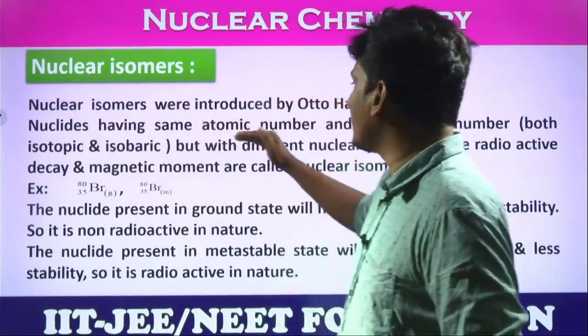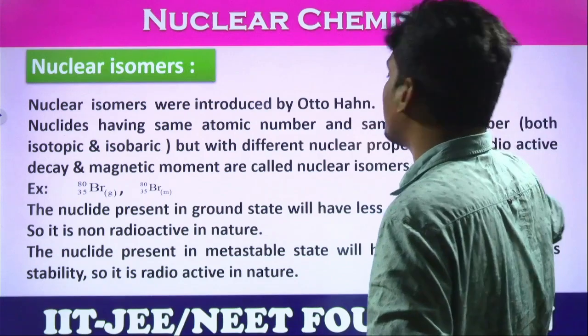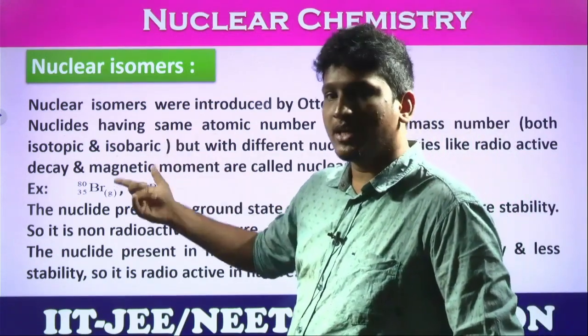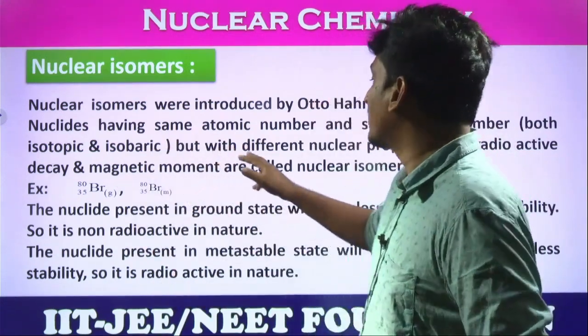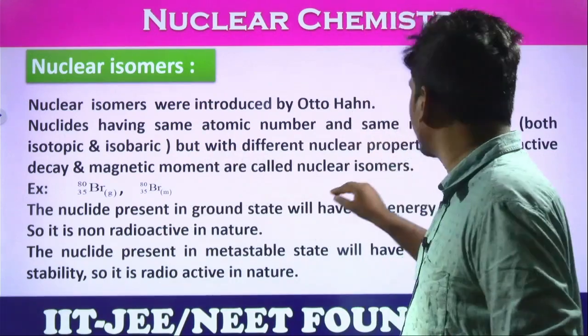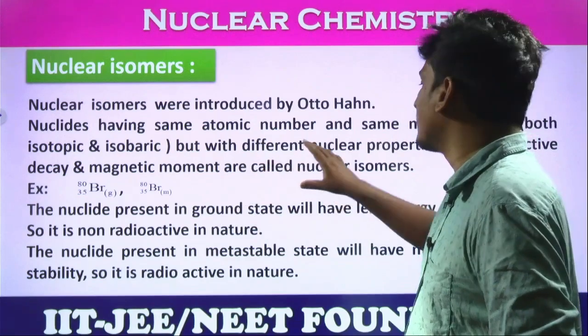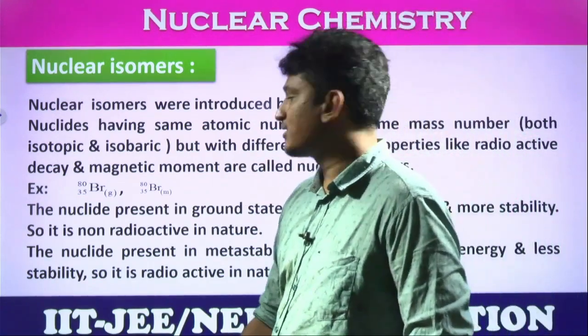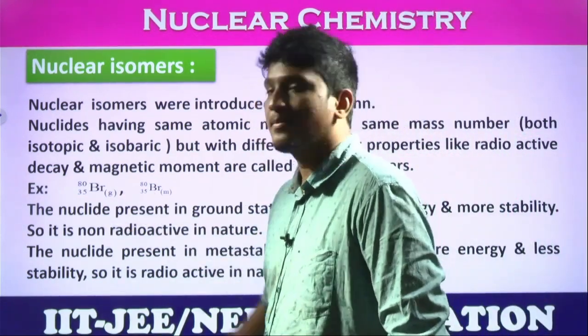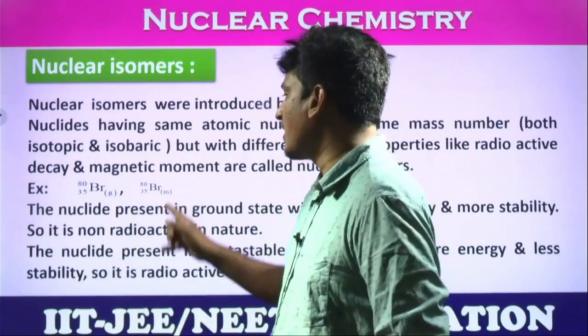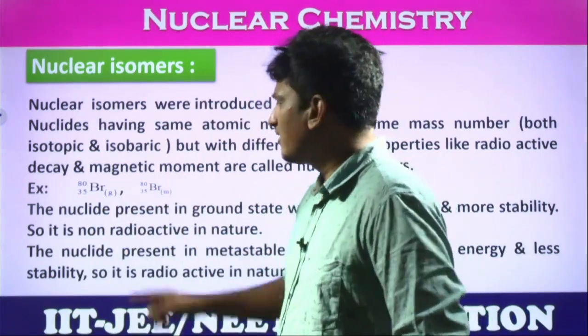Nuclides having the same atomic number and the same mass number, that means the same element ultimately, but with different nuclear properties like radioactive nature and magnetic moment, are called nuclear isomers. Look at the examples here. Br-80, Br-80. Both are the same, right?